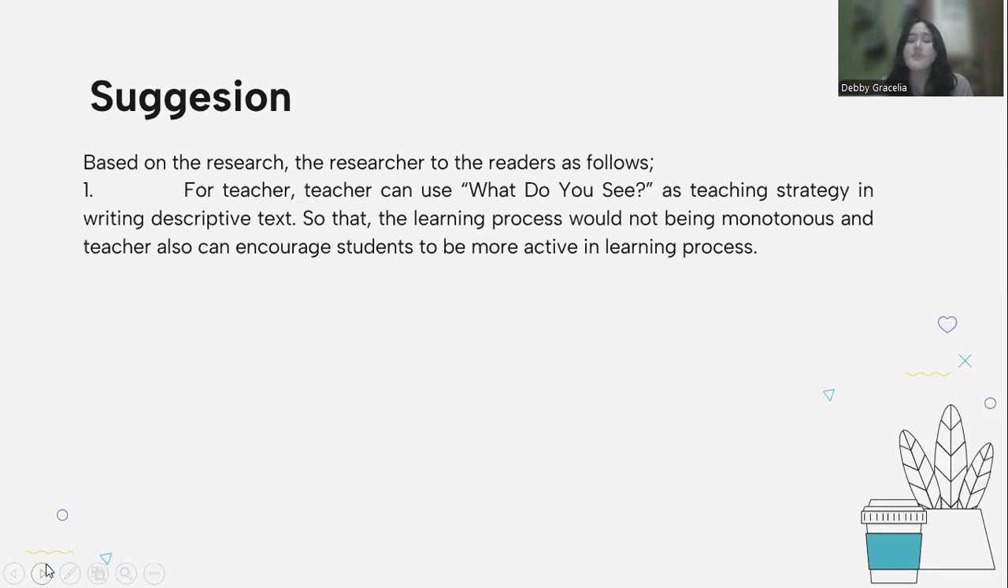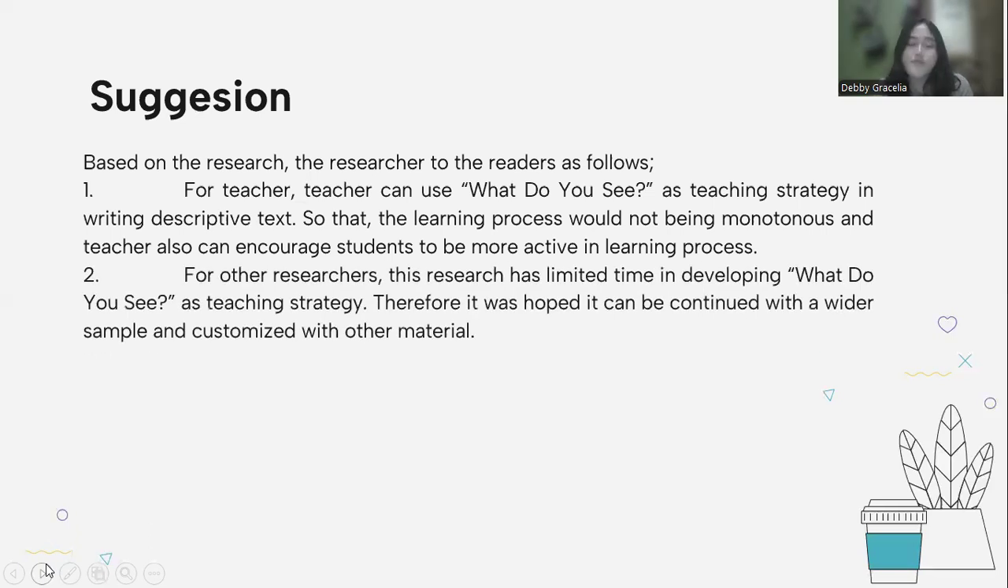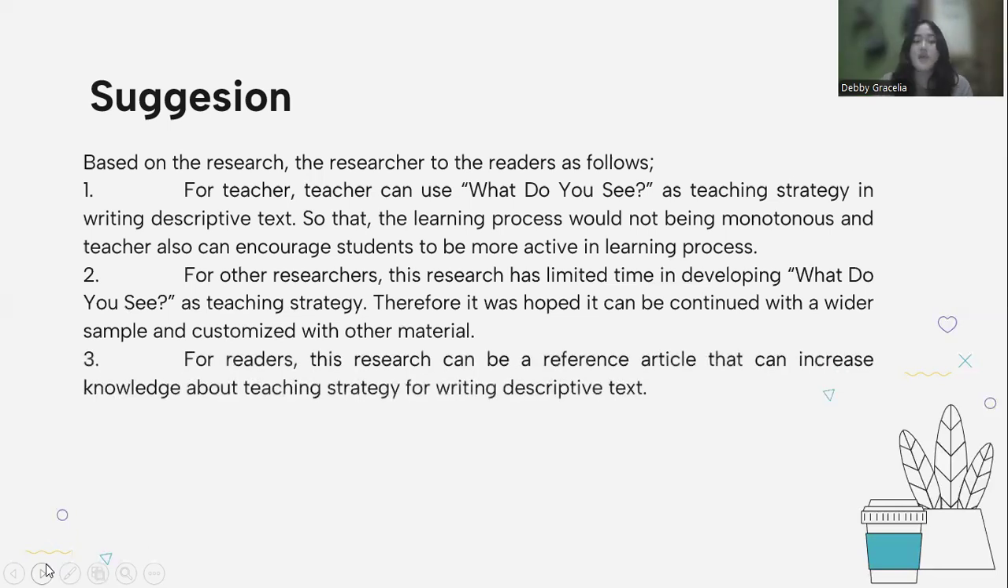And the second one, for other researchers: this research had limited time in developing What Do You See as a teaching strategy. Therefore, it is hoped it can be continued with a wider sample and customized with other material. And the third one, for readers: this research can be a reference article that can increase knowledge about teaching strategy for writing descriptive text.